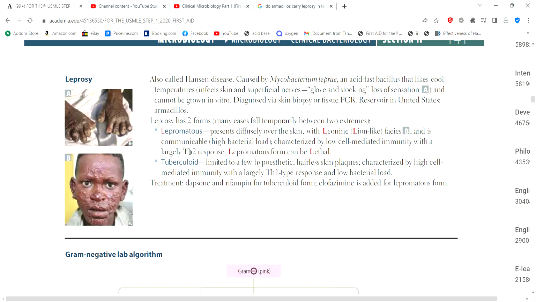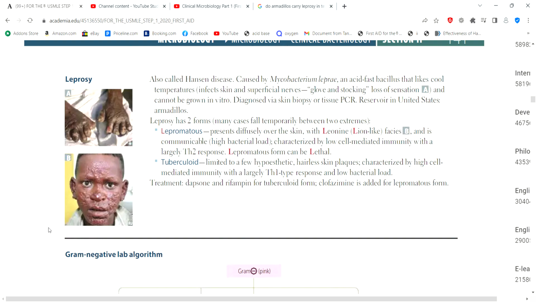Leprosy has two forms. Many cases fall temporarily between two extremes. The first one is lepromatous. It presents diffusely over the skin with lion-like faces. See this kid over here. It is communicably high, with a high bacterial load, characterized by low cell-mediated immunity with a large Th2 response. Lepromatous form can be lethal.